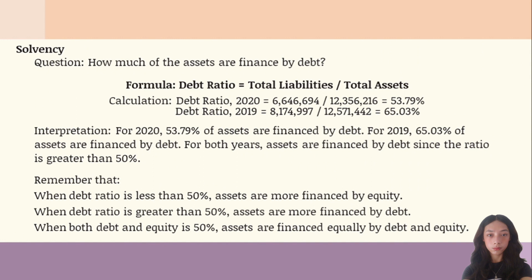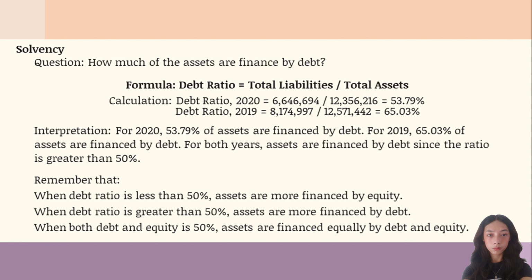Debt ratio answers the question: how much of the assets are financed by debts? Again, the formula for debt ratio is total liabilities over total assets. So let's calculate for 2020. In 2020, the debt ratio was calculated by dividing the company's total debts, which is 6,646,694, by its total assets, which is 12,356,216, which equals 53.79%.